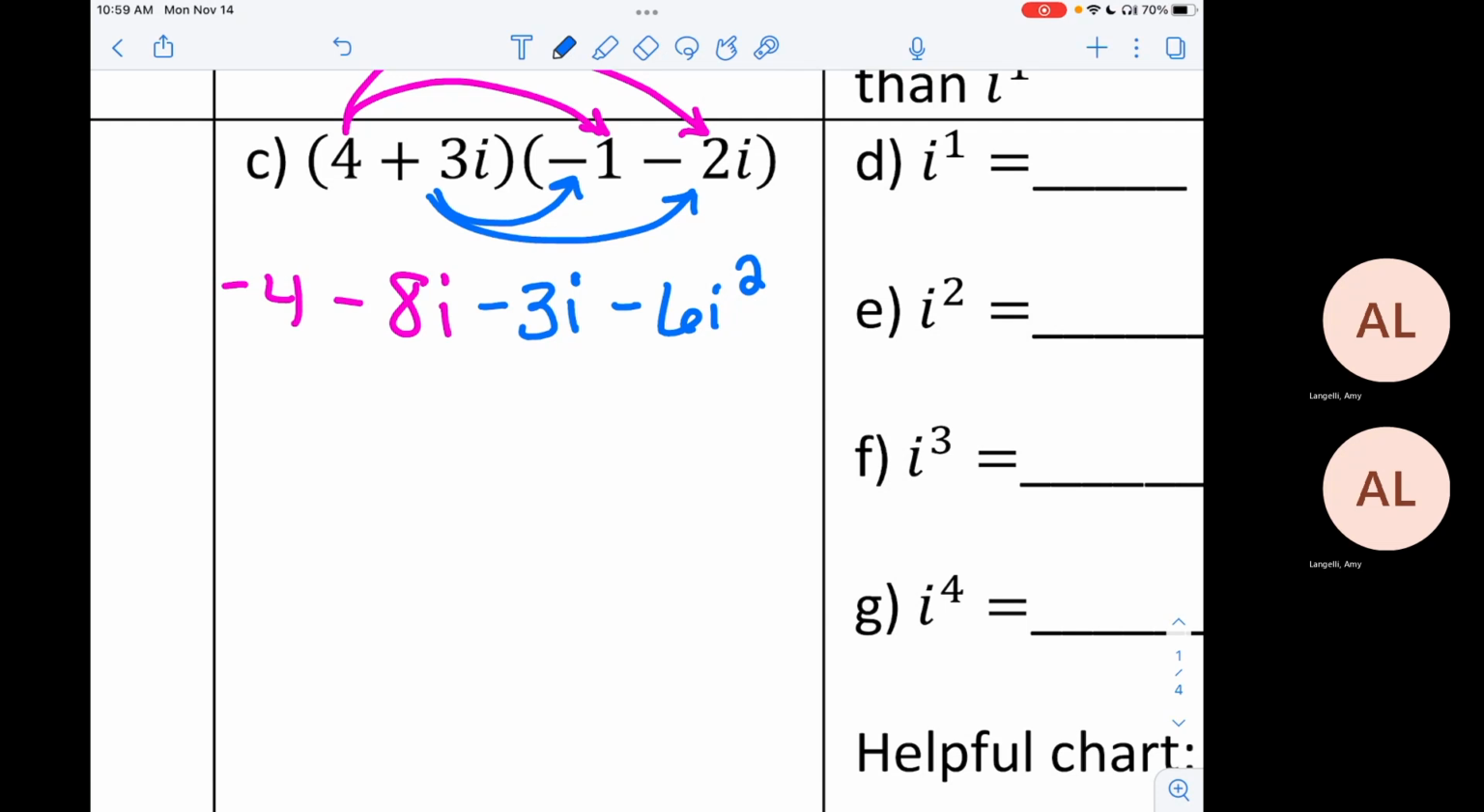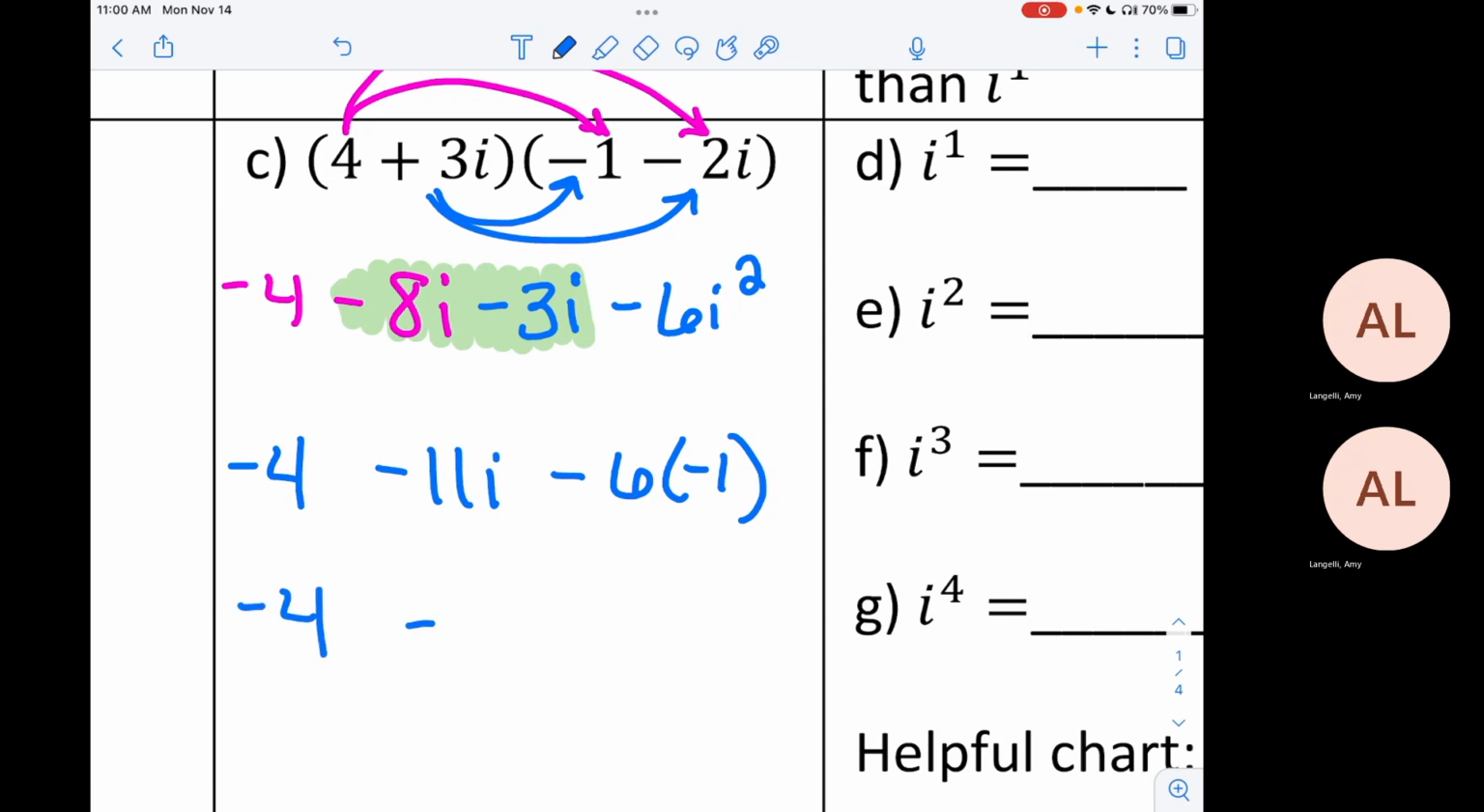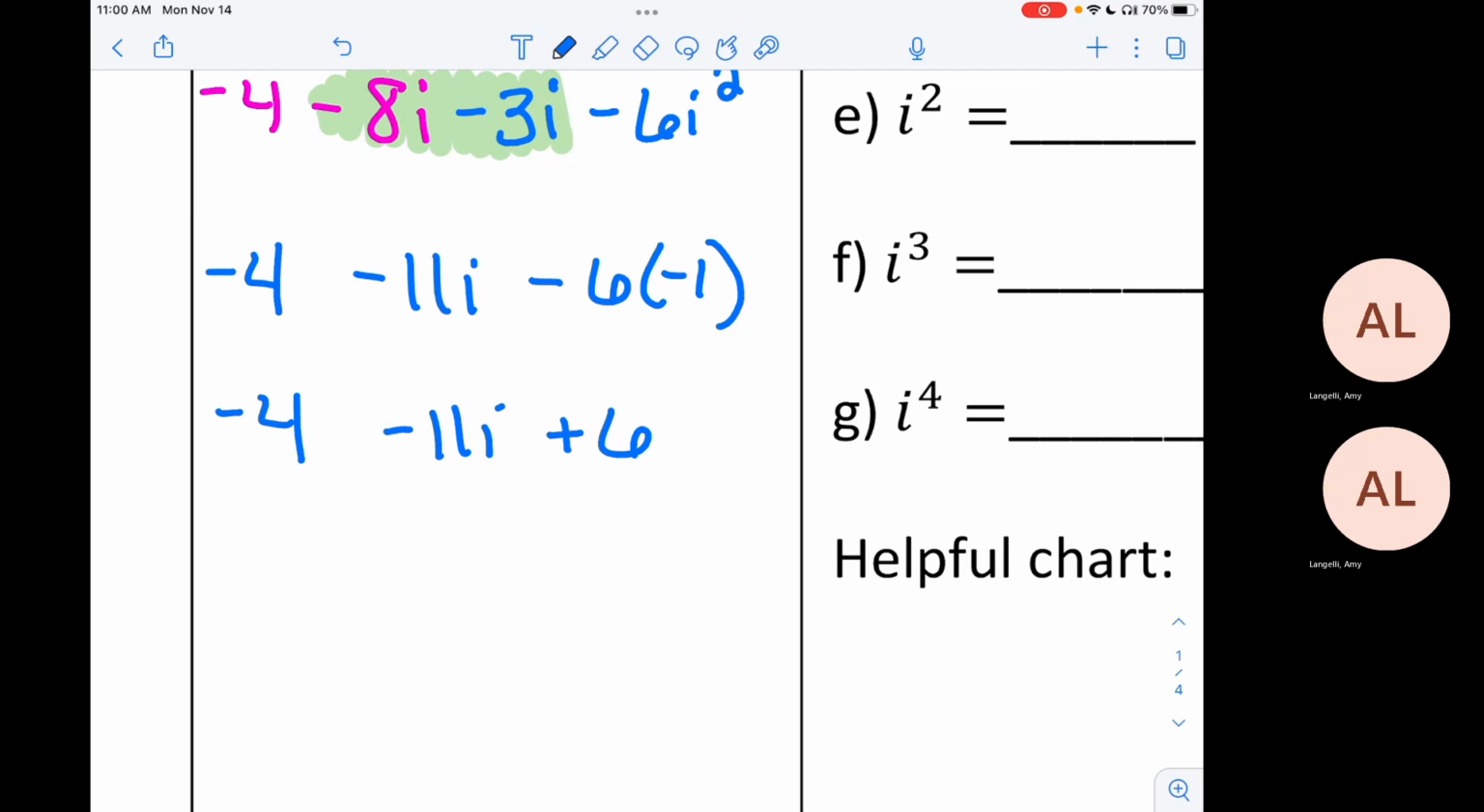Okay, so we are going to combine our like terms now. We need to change our i squared into a -1. So it's a -4. That's a -11i, and that's going to be a -6 times a -1. Can you guys see how that i squared became a -1? i squared is -1. So this is really -4 minus 11i plus 6. So that's really a +2 minus 11i.